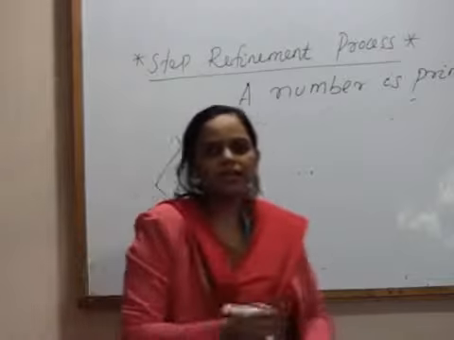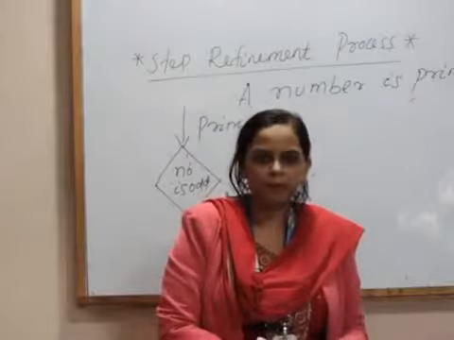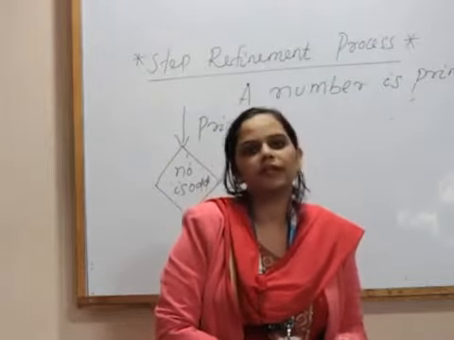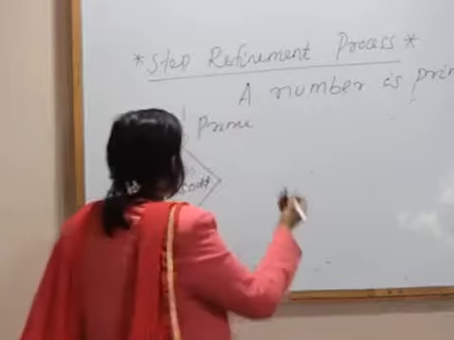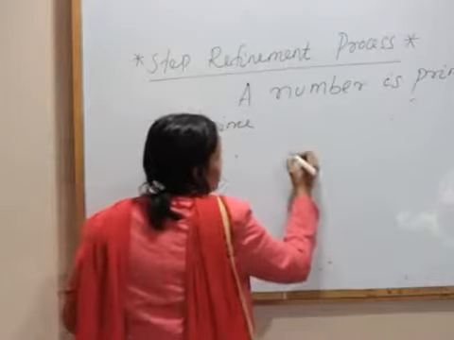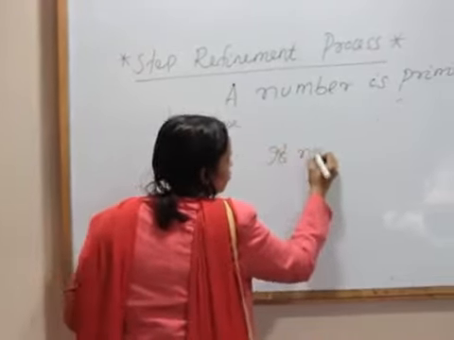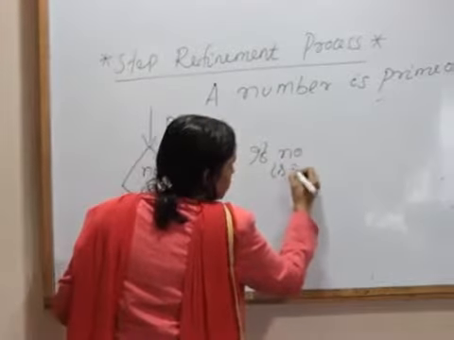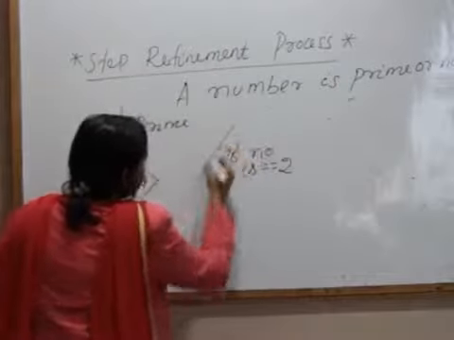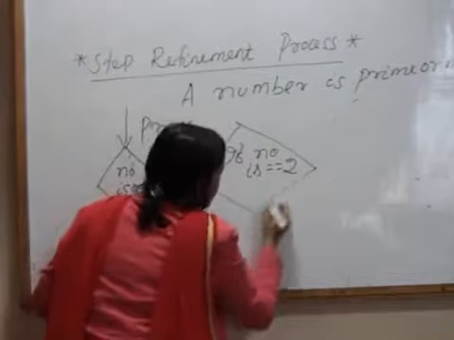Now consider the second step. 2 is an even number but it is a prime number. So here is another refinement we are doing now: if the number is equal to 2, then it also comes under prime numbers.